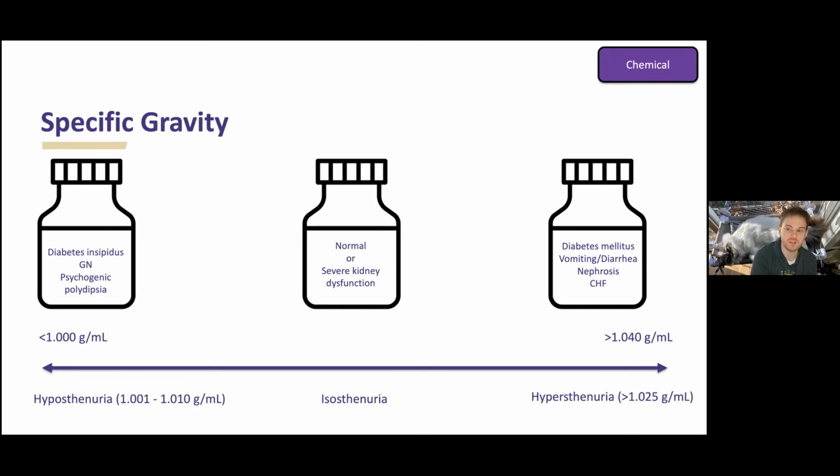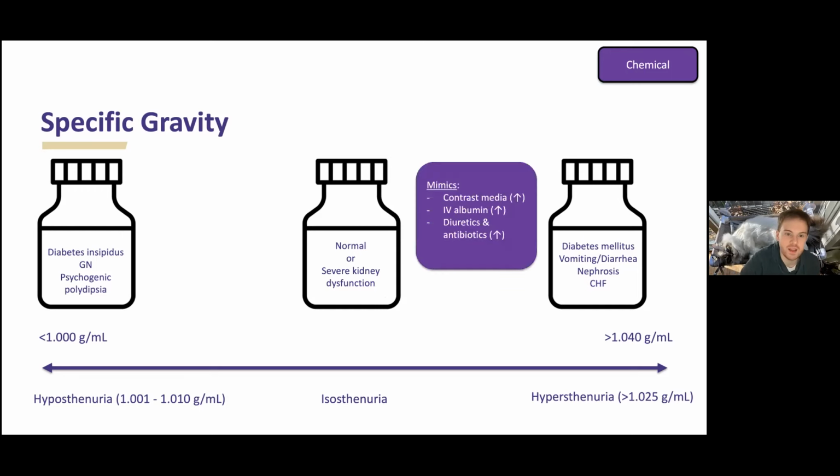So if you have somebody who has a nasty AKI and their spec grav is right at 1.010, it's because they've lost their ability for both concentration and dilution. And there are also some mimics here too. Contrast media can actually cause elevated spec grav, as can albumin, diuretics, and antibiotics. So lots of different things here.